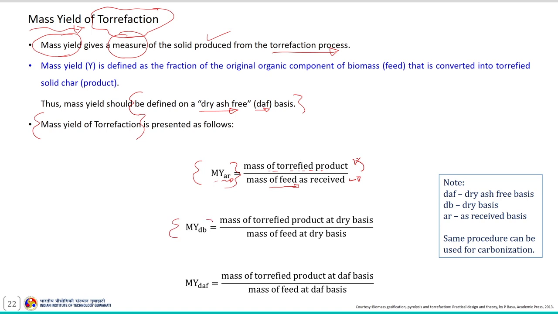Whereas this particular mass yield represents the dry basis, and it is the ratio of the mass of the torrefied product at dry basis divided by the mass of feed at dry basis. Similarly, this term represents the mass yield on dry and ash free basis. So, it is the ratio of the mass of the torrefied product at dry and ash free basis divided by the mass of the feed at dry and ash free basis. How to get this term, that is mass of feed at dry ash free basis, dry basis and ash residue basis, we already discussed in one of the lectures in the previous module.